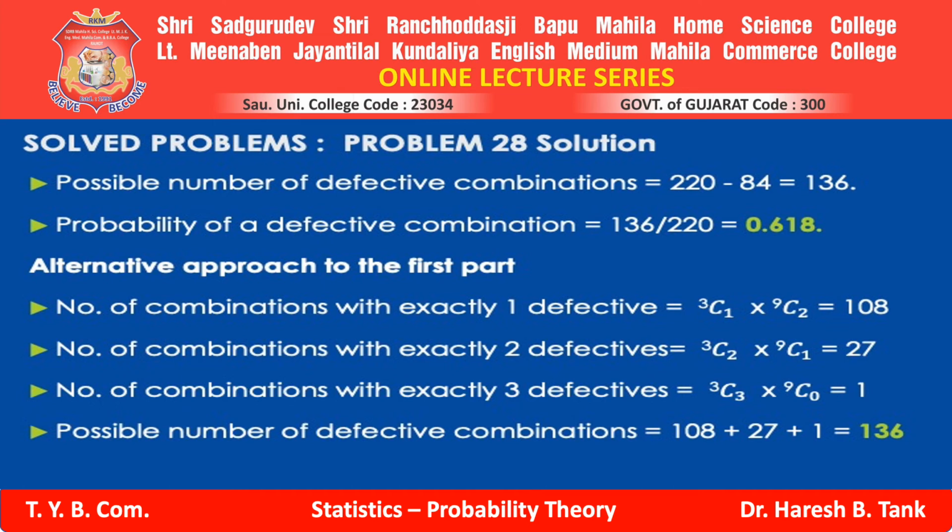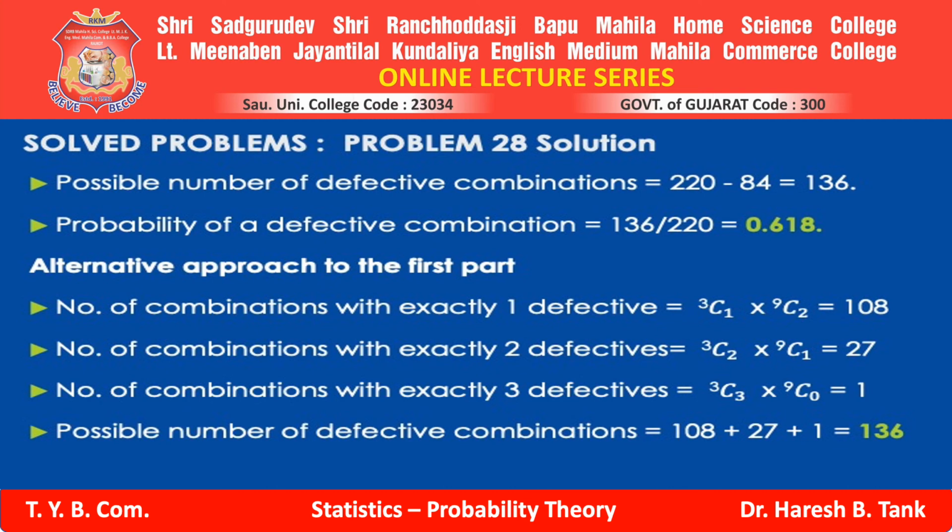Number of combinations with exactly 1 defective, so 1 defective and 2 non-defective. This can be found with 3C1 multiplied by 9C2 different ways, which comes to 108. Number of combinations with exactly 2 defectives means 3C2 multiplied by 9C1, which comes to 27 different ways. Number of combinations with exactly 3 defectives means 3C3 multiplied by 9C0, which is only one way.